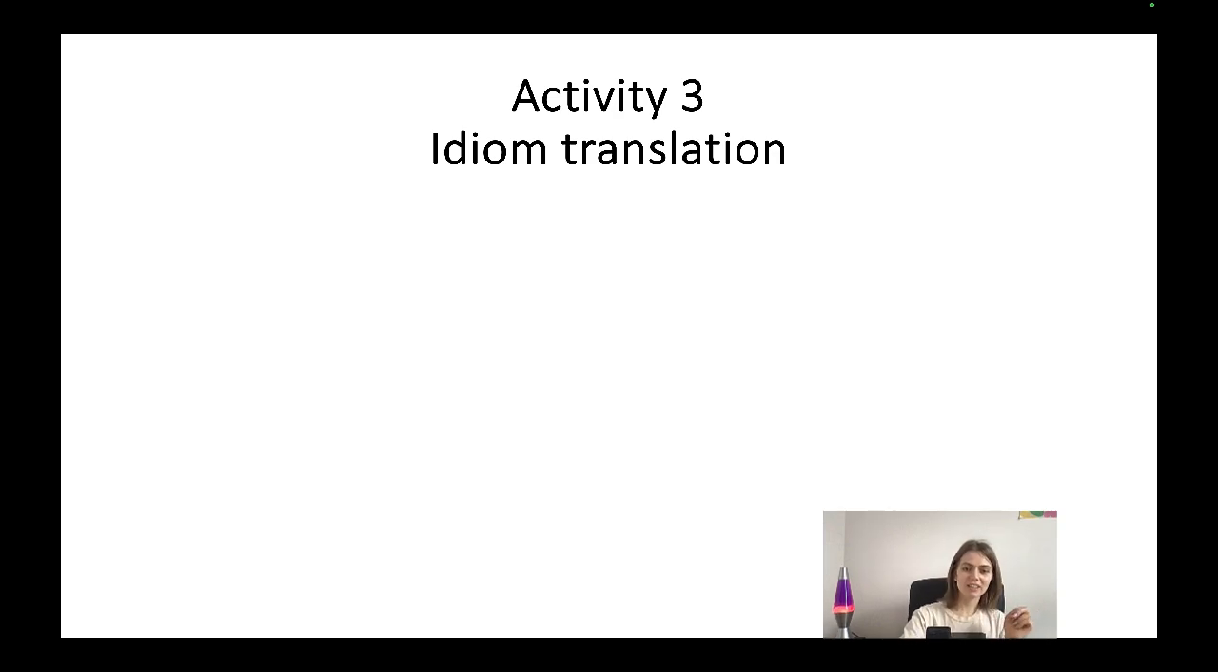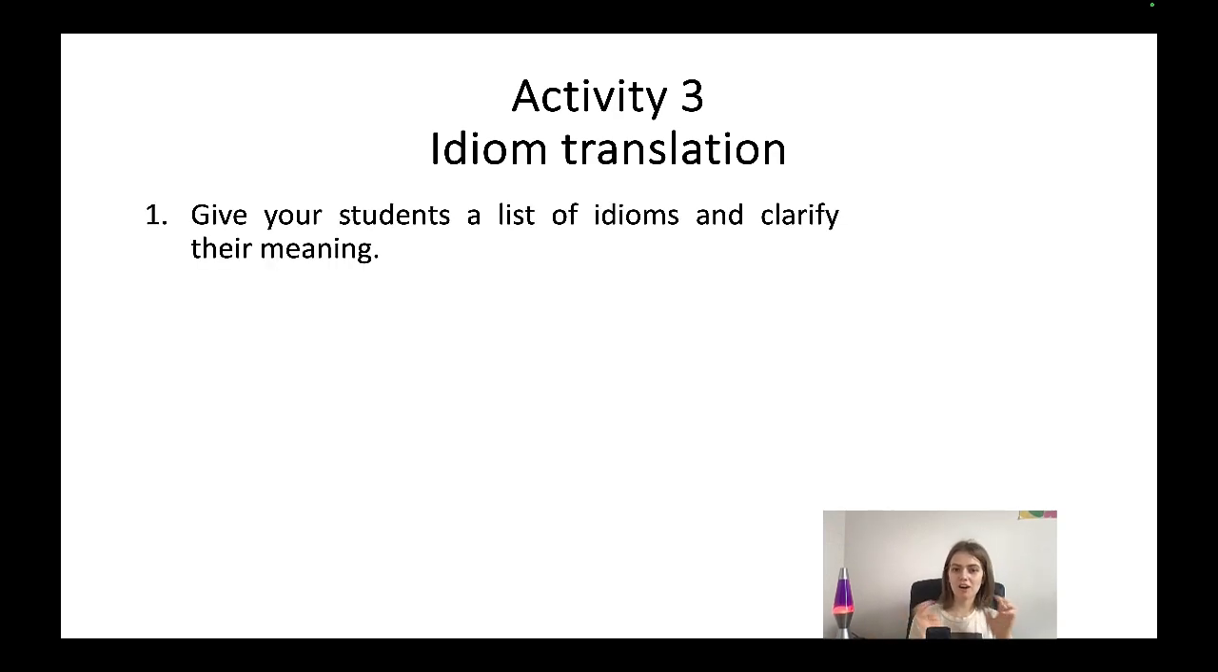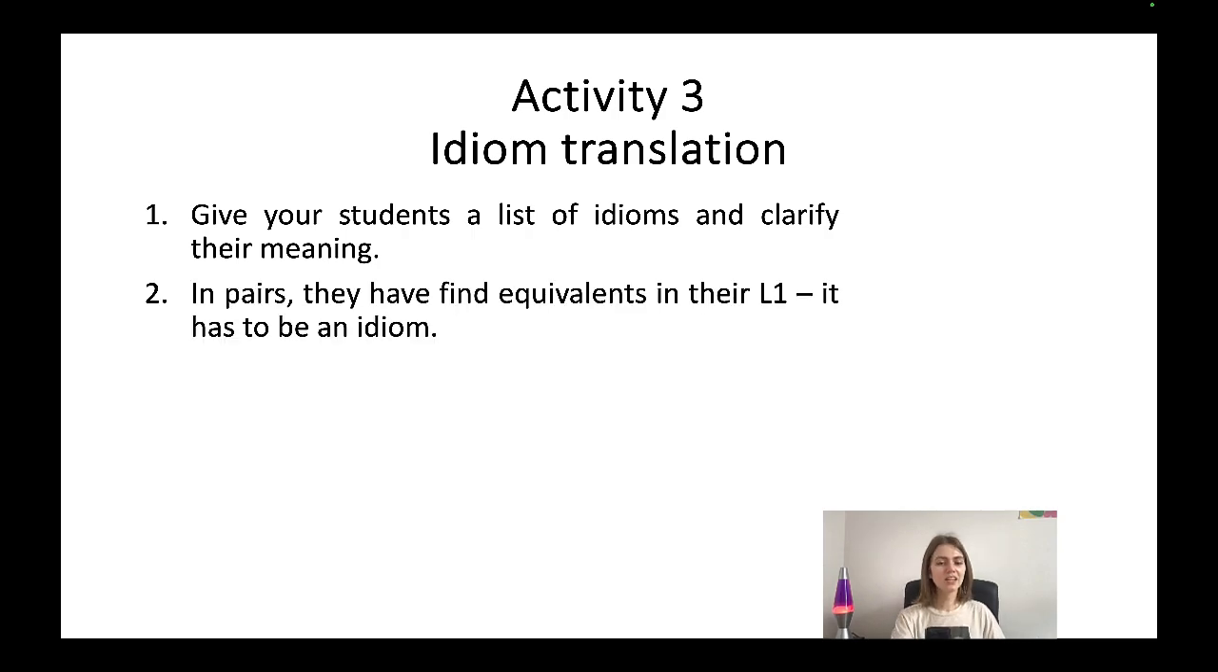And then the last activity is something called idiom translation, and it's exactly what you think it is, right? So for this one, you're going to give them a list of idioms, and you need to clarify the meaning. So you need to teach those idioms to them. After that, once the meaning is covered, you're going to ask them to find an equivalent in their L1, but it has to be an idiom as well. So they can't just kind of write the meaning of it in a sentence. It has to be an idiom. It has to be something that people really say.